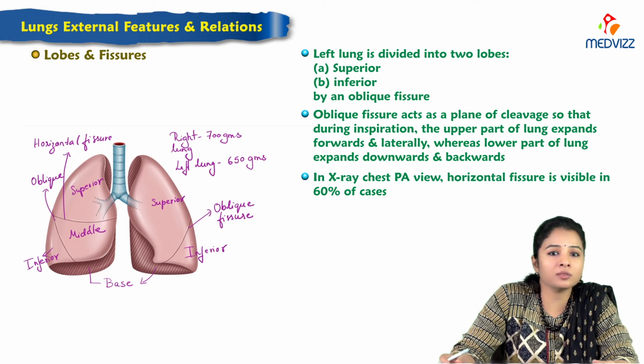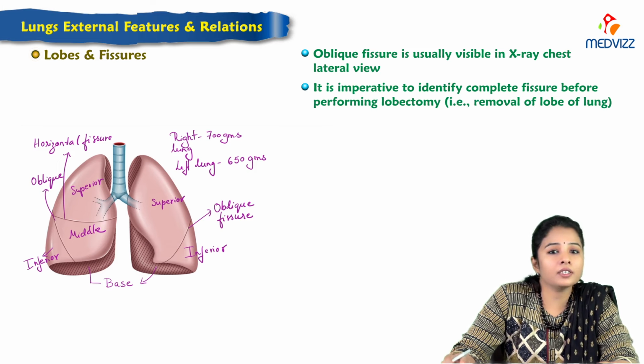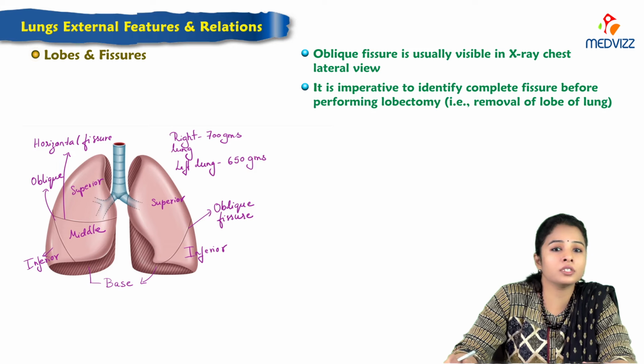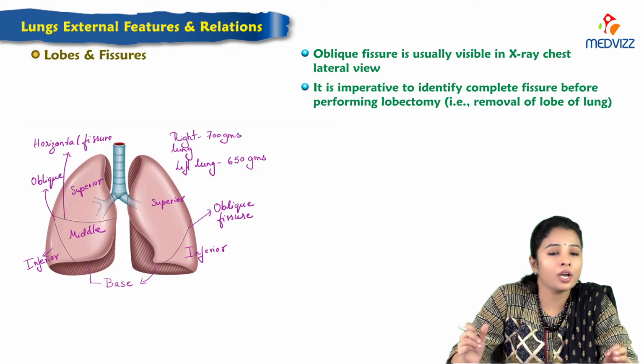In an X-ray chest PA view, the horizontal fissure is visible in 60% of the cases. The oblique fissure is usually visible in the X-ray chest lateral view. So in the PA view, we can appreciate the horizontal fissure, and in the lateral view, we can appreciate the oblique fissure. It is imperative to identify the complete fissure before performing lobectomy. Lobectomy means removal of a complete lobe. So before removing the lobe, it is important for the surgeon to identify the fissure completely.